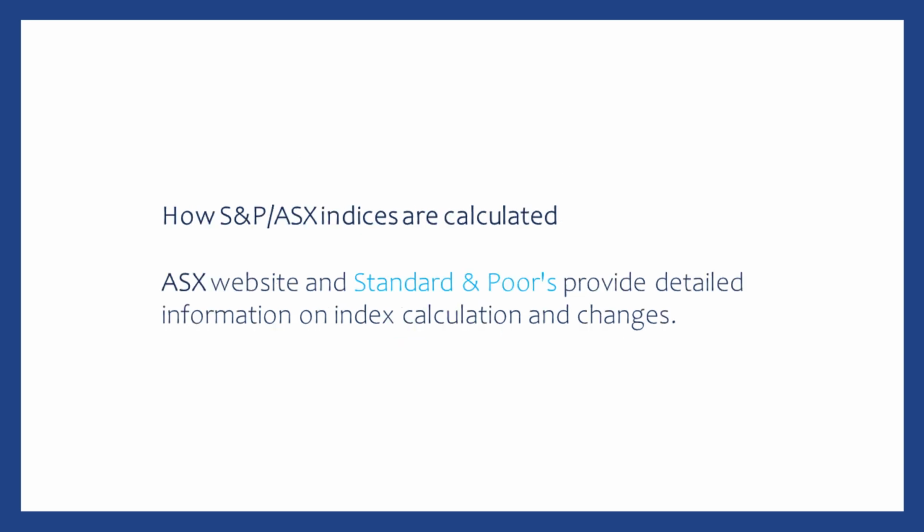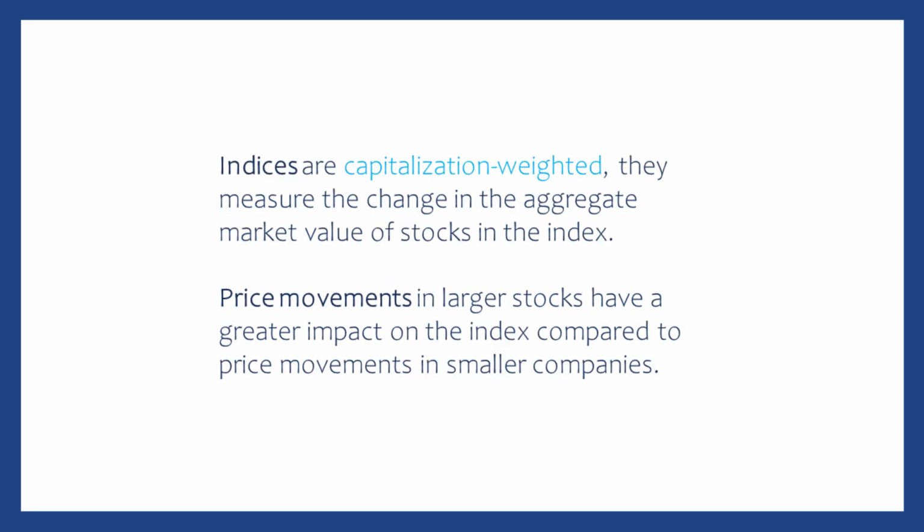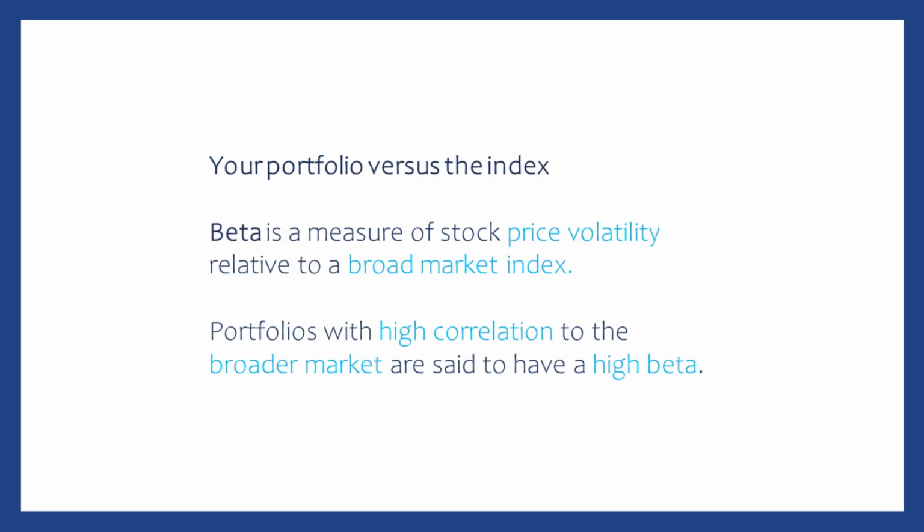The calculation of S&P ASX indices is provided by ASX and Standard & Poor's, with detailed information available on their websites. These indices are capitalization weighted and measure the change in the aggregate market value of stocks in the index. Price movements in larger stocks have a greater impact on the index compared to price movements in smaller companies.